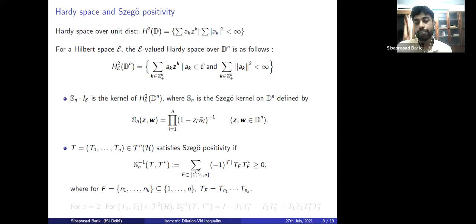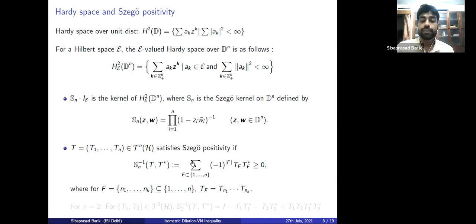And this expression is a finite sum, where the sum varies over all subsets F of the set 1 to n. And T_F is defined in this way: for a subset F of 1 to n, T_F is the composition of the operators T_{n1} up to T_{nk}. And this expression turns into an operator, and whenever this operator is positive, we say T satisfies Szego positivity. And we denote this expression as S_n inverse (T, T star).